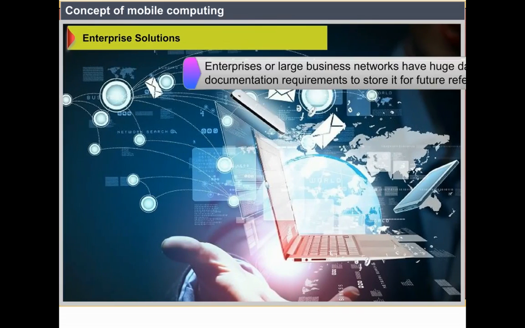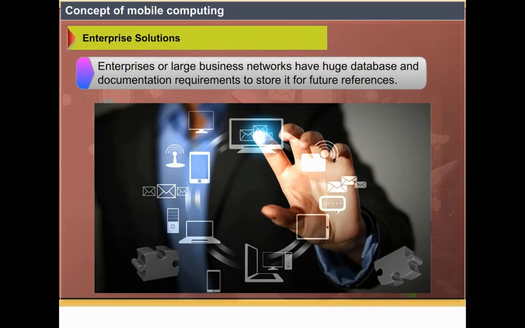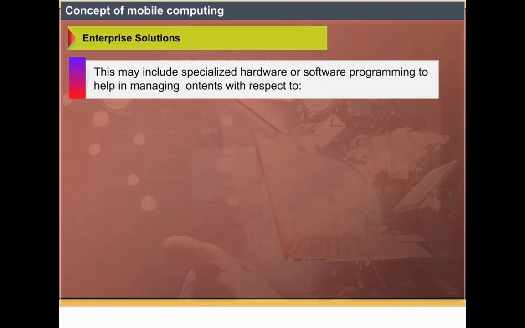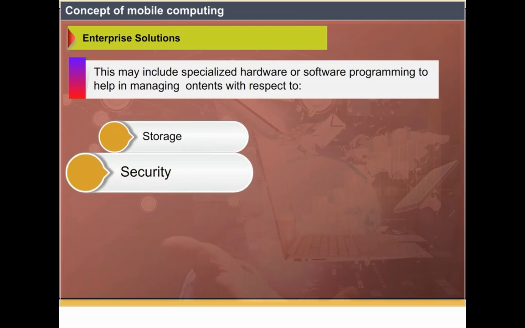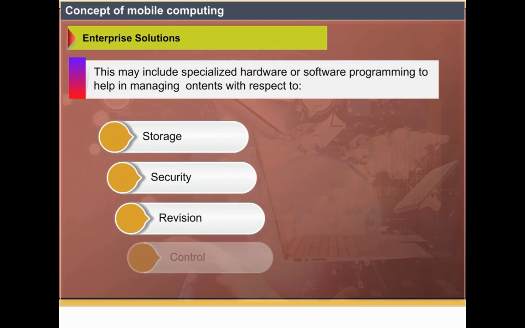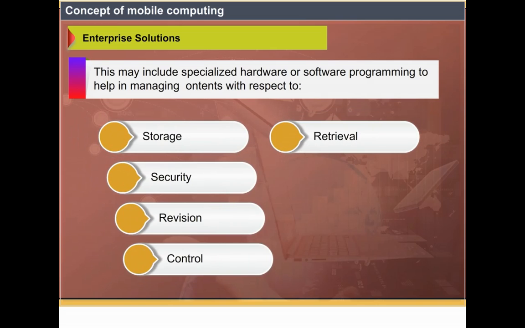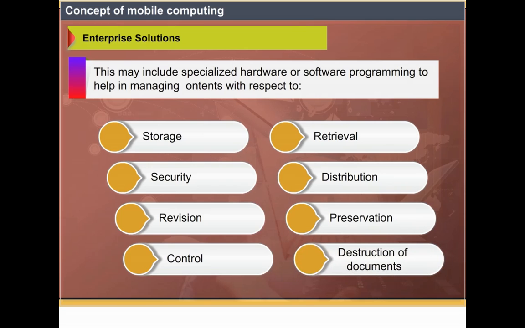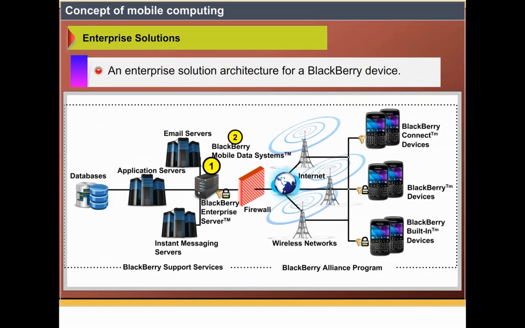Enterprise solutions. Enterprises or large business networks have huge database and documentation requirements. Refers to business solutions for corporations or enterprises. This may include specialized hardware or software programming to help in management of contents with respect to storage, security, revision, control, retrieval, distribution, preservation, destruction of documents. An enterprise solution architecture for a BlackBerry device.